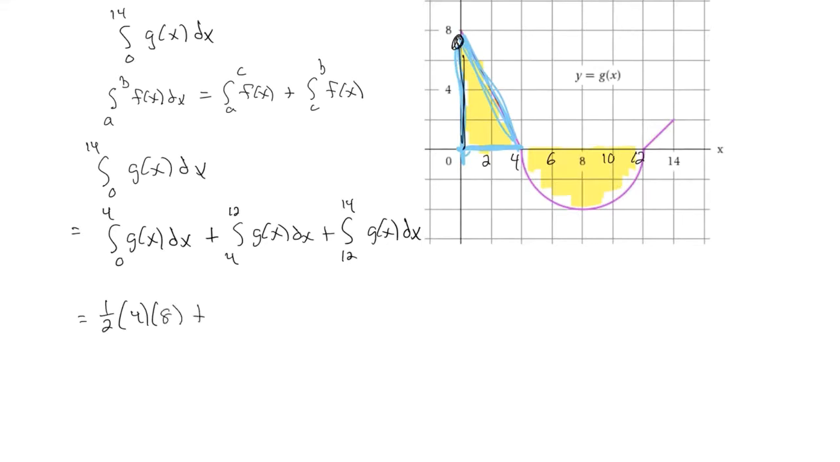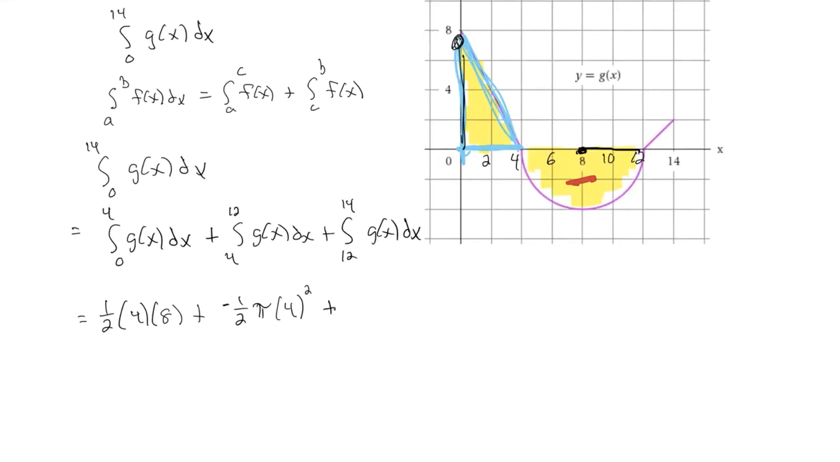Now the next piece of area is a semicircle. I know that pi r squared is the area of a circle, so I want 1/2 pi r squared. Now keep in mind, all of this area down here is negative, right? So I'm going to have a negative 1/2 pi r squared. What's my radius there? I'm going from 8 to 12. That's a radius of 4, so pi r squared.